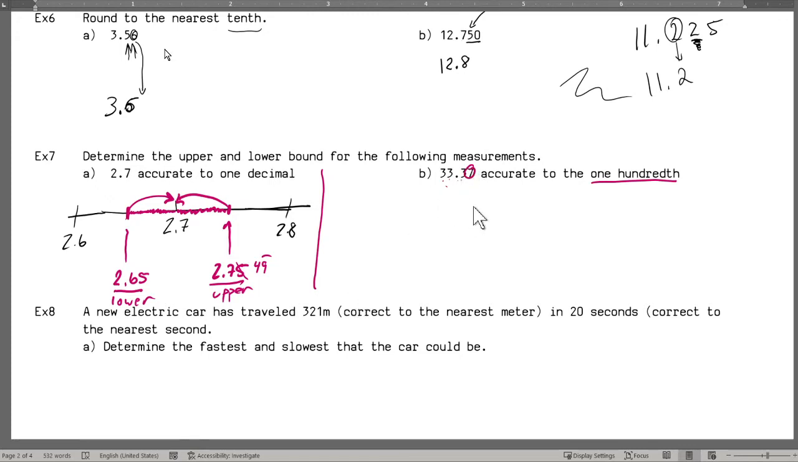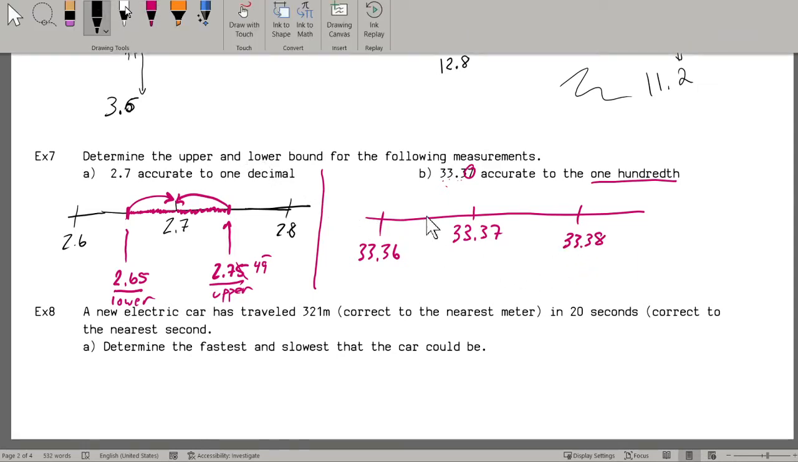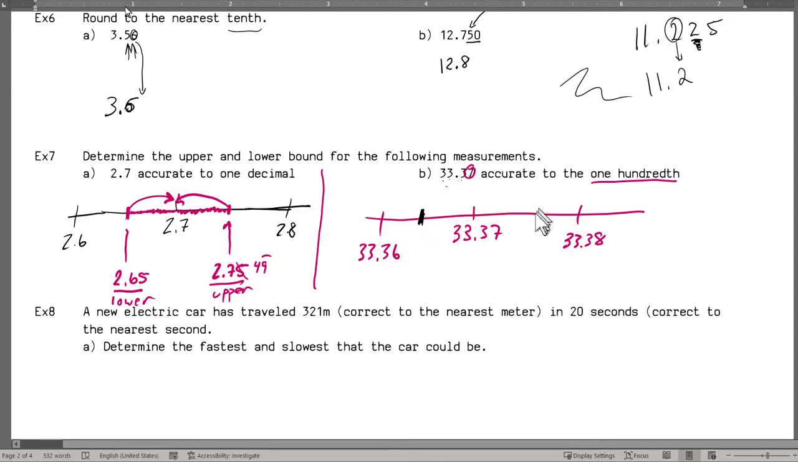So if I again think of this on a number line, 33.37 is on the number line. Now I'm zoomed way in to this number line. Over here is 33.36. Over here is 33.38. And again, I'll switch to a different color. From here until here, the midway points, these guys would round to a 33.37. So the lower bound is here, where the upper bound is here.